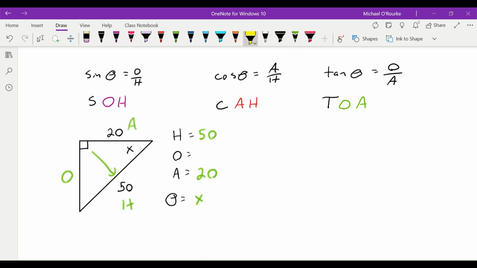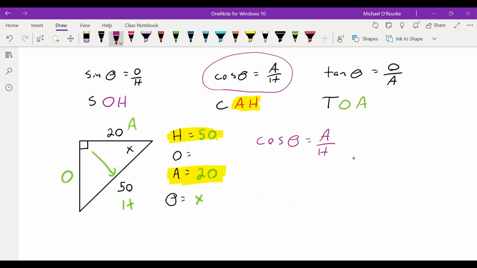Now your next step is to figure out what we're doing, SOHCAH or TOA. So I have H and I have A. So that matches right there, H and A. So I write down the equation. Cos theta is A over H. Then I'm going to fill in my blanks. Cos, my theta is X. So I'm going to go cos X. My A is 20. And my H is 50. Just like that.